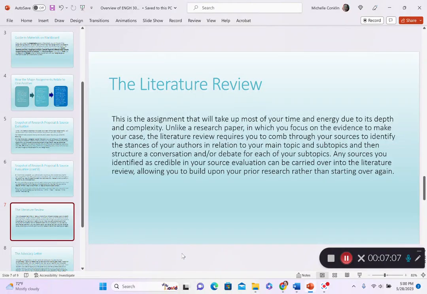Any sources you identified as credible in your source evaluation can be carried over into the literature review, allowing you to build upon your prior research rather than starting over again. So again, work smarter, not harder. Anything you think is worthwhile, credible, timely, relevant, you can just move that over into the literature review.